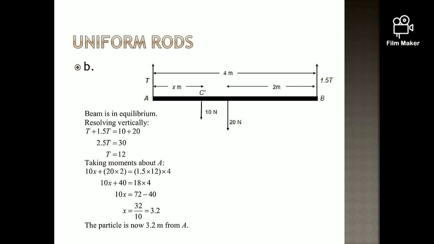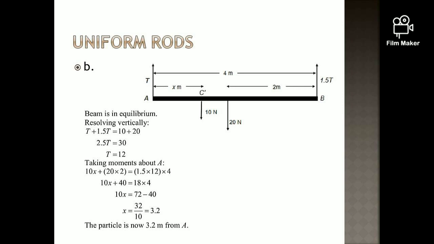Then I'm using the same technique. Upwards forces equals to downwards forces. So you can mark up T plus 1.5 T is equals to 10 plus 30. T plus 1.5 T is 2.5 T equals to 30. With that you will obtain the answer T as 12 Newtons. Now you know the figure for T. So T is 12 and 1.5 T is 1.5 times 12. That should be 18.